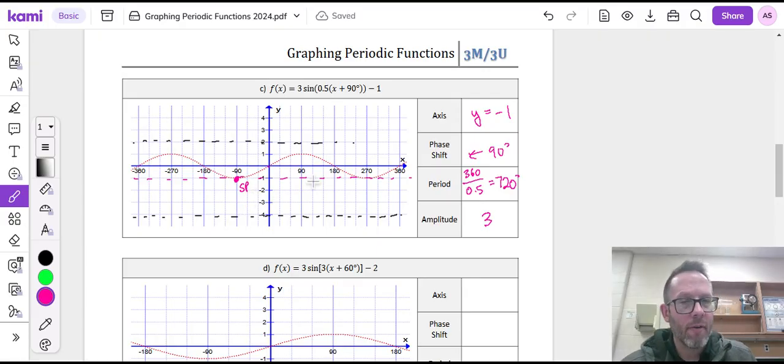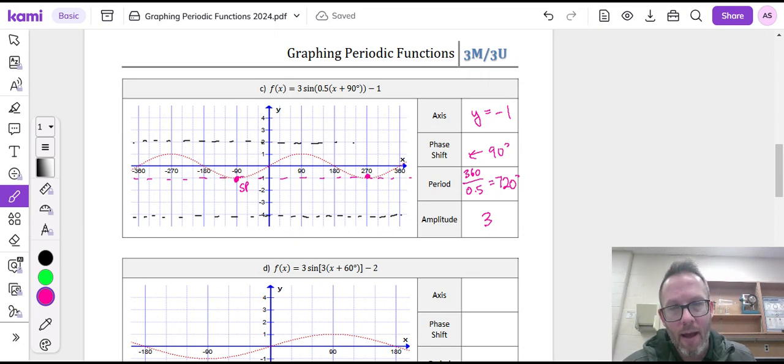Okay, next, our period is 720 degrees. So note that our graph only spans actually 720 degrees. So we're going to have just one cycle on our graph here. And I can't exactly go 720 degrees to the right of my starting point. But what I can do is I can go 360 degrees to the right.